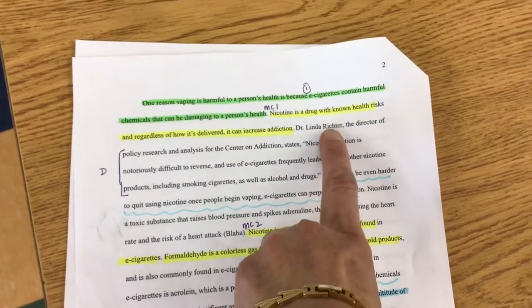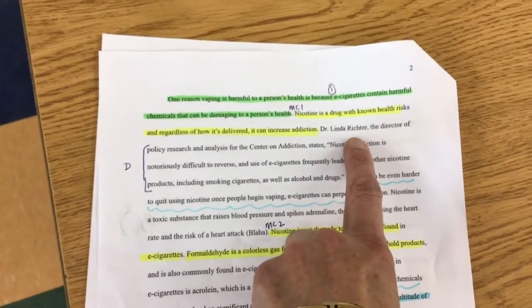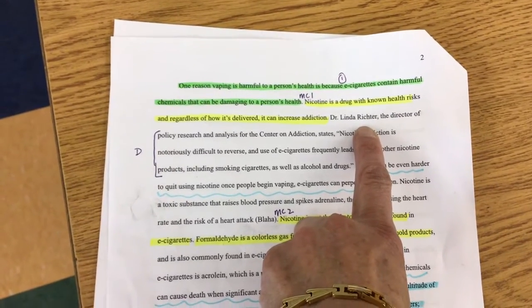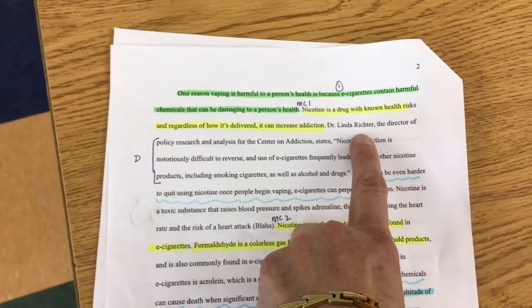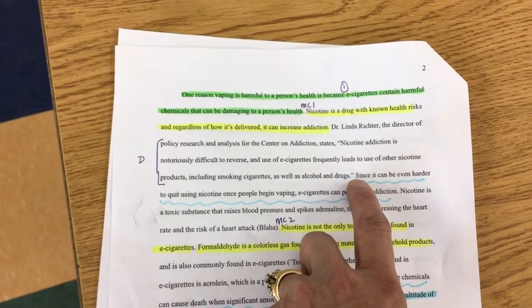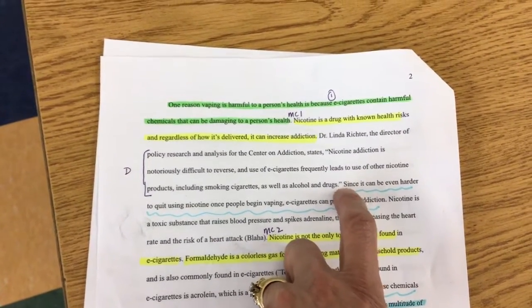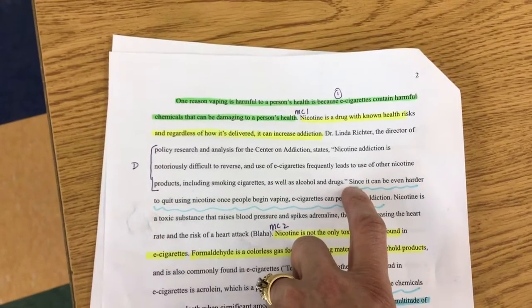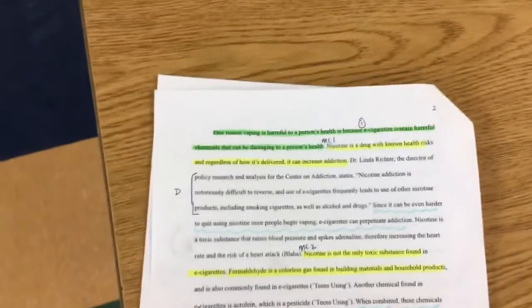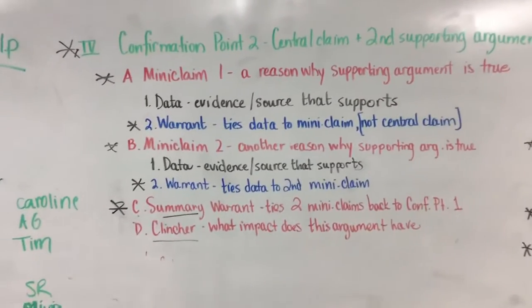Now, sometimes you'll have a signal phrase like the Center for Disease and Drug Control. And the article that it's from needs to be cited down here. Okay, so if you have an organization, you'll still have to do a source in parentheses, but if it's a person, it suffices. Okay, after we have our data, number 2 in blue is a warrant.